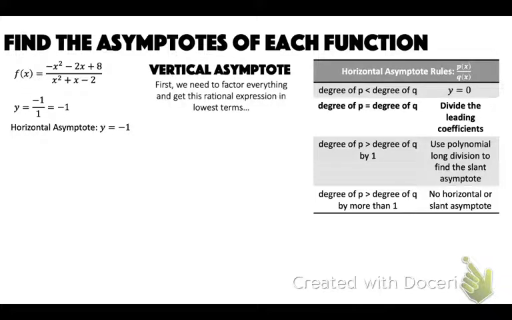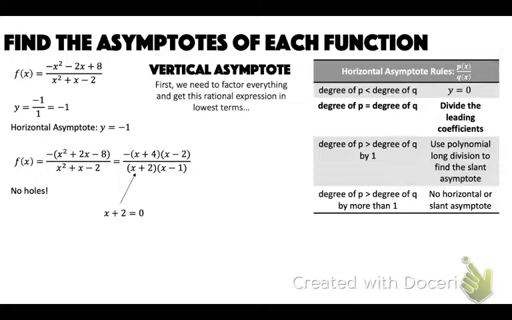Then we need to find our vertical asymptotes and our holes, and we're just going to factor everything. So on top, I can factor out a negative. Then the top of that factors to be x plus 4, x minus 2, and the bottom factors to be x plus 2 and x minus 1. So nothing cancels, which means that there are no holes. And then to find our vertical asymptotes, I'm going to set that x plus 2 equal to 0, so x equals negative 2. x minus 1 equals 0, so x equals 1. So we have two vertical asymptotes at negative 2 and 1.